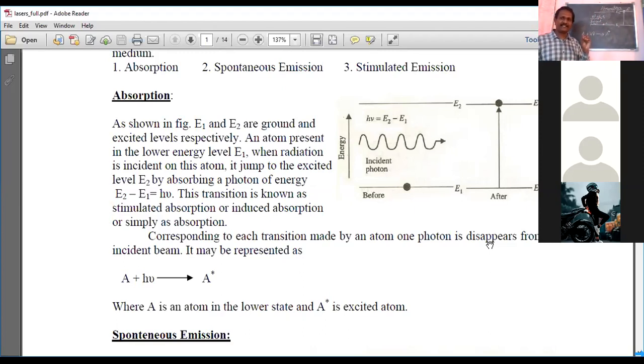Let me give you a small definition of absorption. Absorption of energy from a photon or by any other means. Absorption of energy by an atom which is in the lower energy state and attaining the higher energy is known as the absorption process.